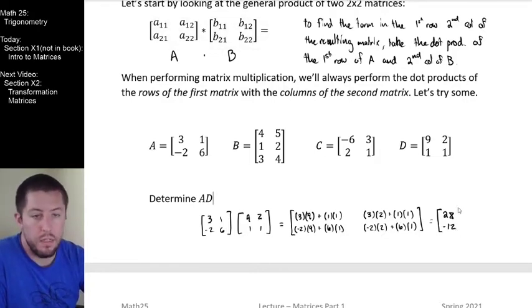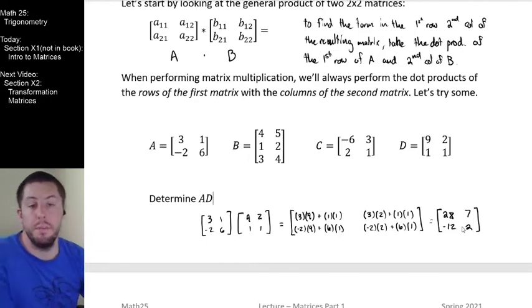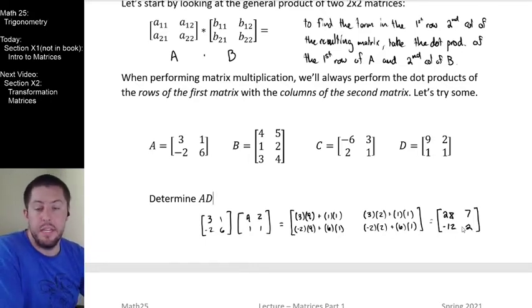6 plus 1 is going to be 7. Negative 4 plus 6 is going to be 2. So it seems like that should be our product of the matrix multiplication, A times D.